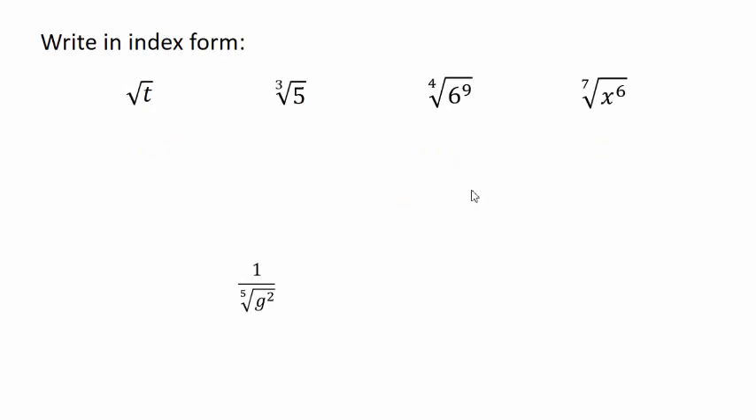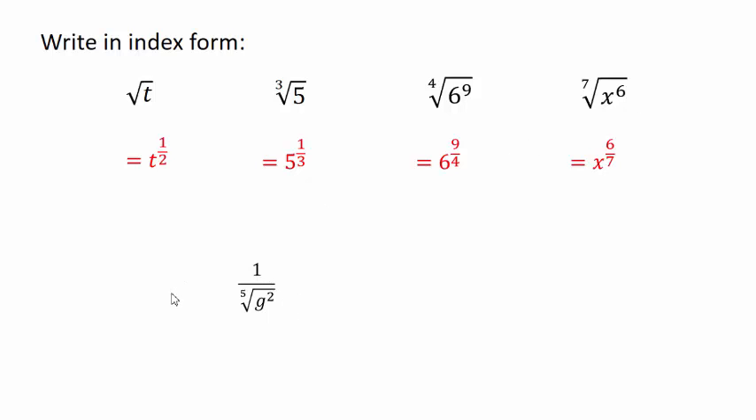Right, in index form, so this is the opposite of what we just did. Index form and exponential form. Okay, so square root of t is t to the half. Cube root of 5 is 5 to the 1/3. And here it's the fourth root, so the 4 is in the denominator. So that's 6 to the power of 9 over 4. And same here, we'll get x to the power 6 over 7.